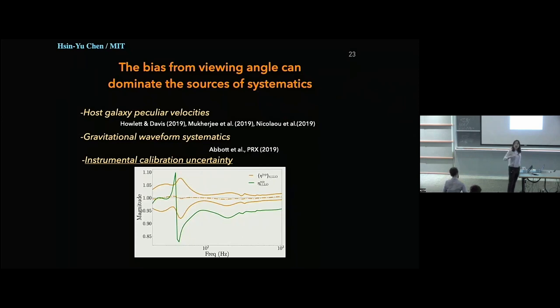And that means that when your distance has a bias, that will also propagate to your H-naught measurement, and you don't want this to happen. And that's why we are worried about these systematics coming from the instrument.